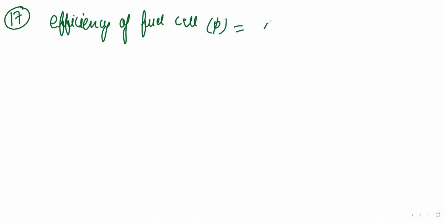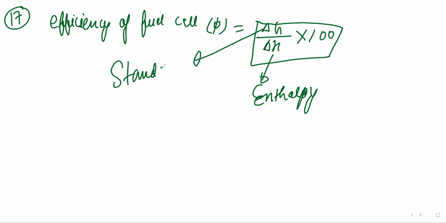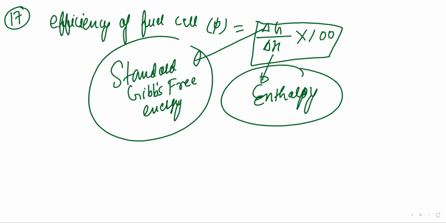Next is the efficiency of a fuel cell, asked in 2007. Efficiency is represented by phi, and it is given by delta G upon delta H into 100. Generally fuel cells are expected to have an efficiency of 100%. This is the formula through which you can calculate the efficiency. Delta H means enthalpy, and delta G means standard Gibbs free energy. So remember the formula.